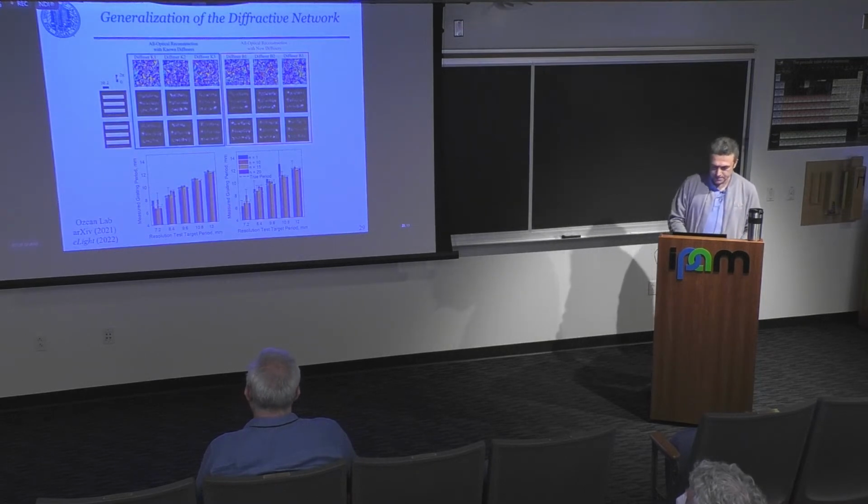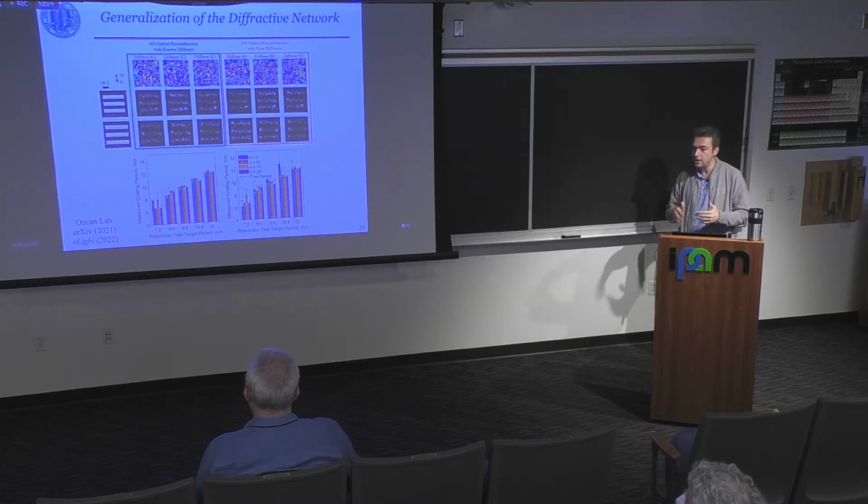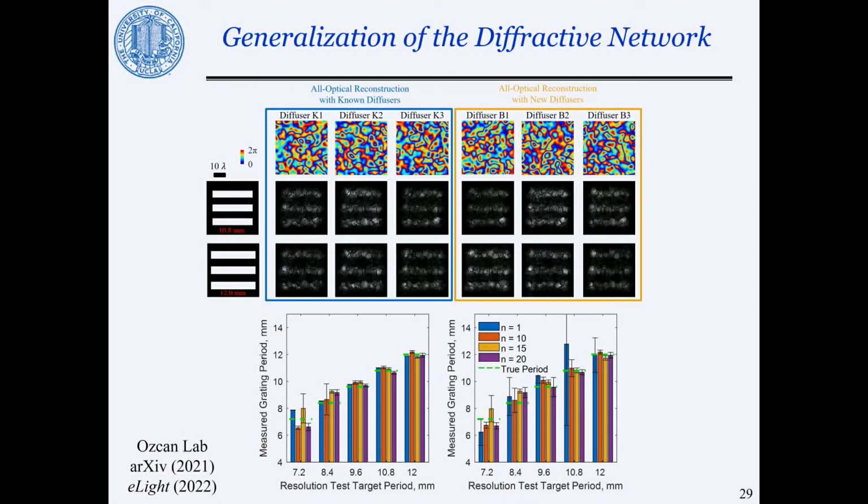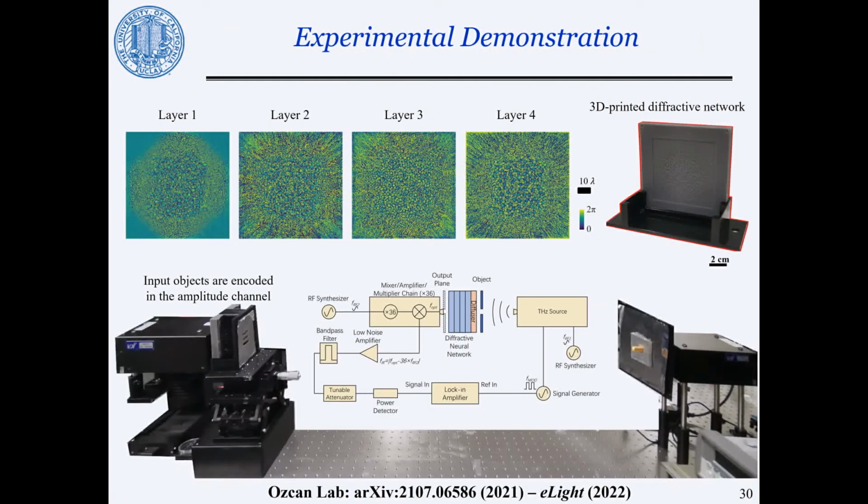So these are some test examples where the network was only trained with MNIST, and now I'm testing it with gratings. So did it generalize to be a good imaging system to reveal basically the periods of these different gratings? So both for known diffusers and unknown diffusers, new diffusers, it works very well and tracks the resolution of these gratings, despite the fact that we never showed these kinds of objects like gratings to the network before. So it learned how to do general purpose imaging beyond just the MNIST handwritten digits.